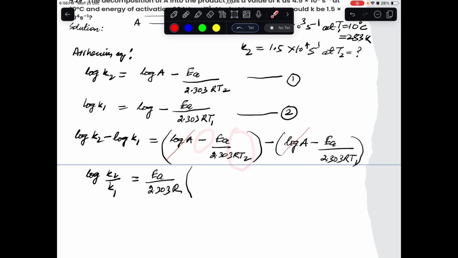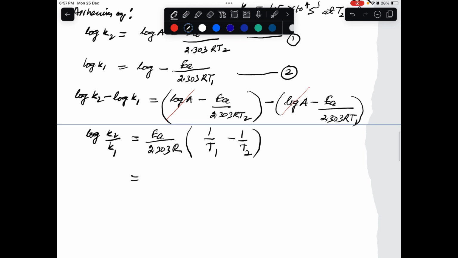So we will write it here, minus 1 by T2, and the second minus will become plus, and it is 1 by T1. So we can write it as 1 by T1. Okay, now we will be simplifying it as Ea by 2.303 R, and we will be having values here T1 T2, T2 minus T1.